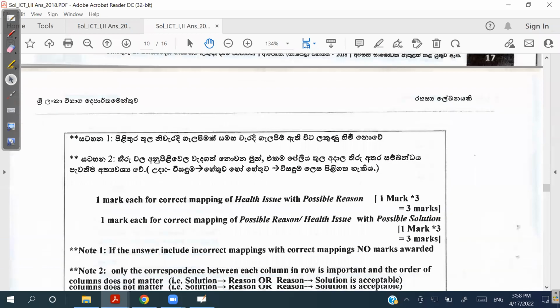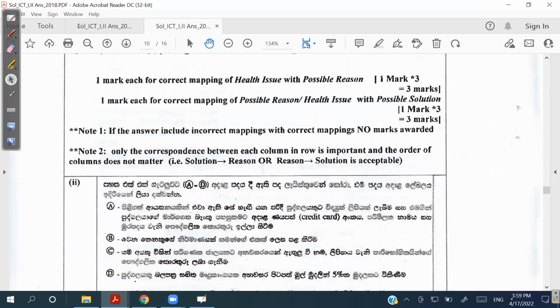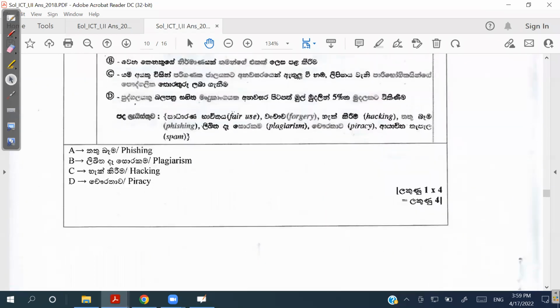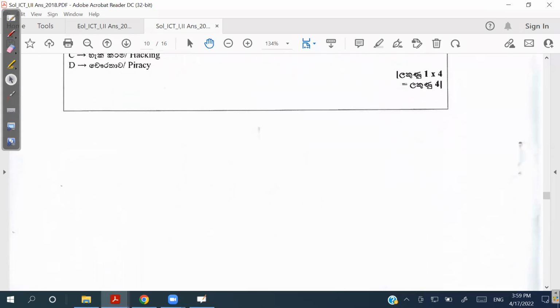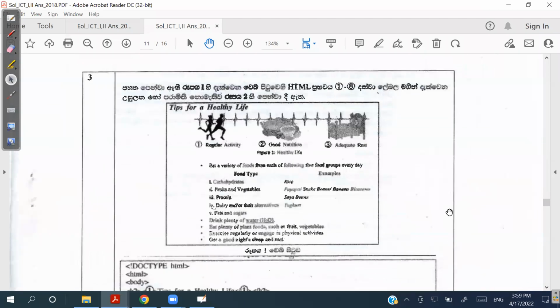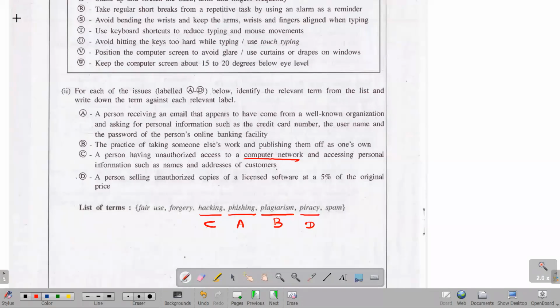Let's confirm it with the marking scheme as well. Yeah, best phishing, plagiarism, hacking, and piracy. Right, so 4 marks. So that is how the marks have been divided over here. So 3 marks for the first 3 answers and 4 marks for the last 4 answers in part B. So the next part, oh yeah, here they have missed that one as well. Yeah, let me go with the paper.